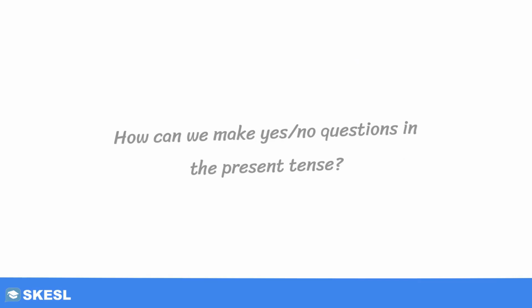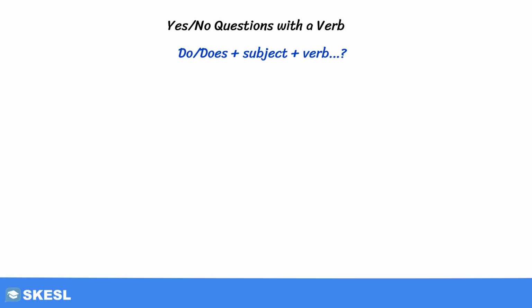How can we make yes/no questions in the present tense? We can make yes/no questions in the present tense by following this pattern. Do, does, plus subject, plus verb. Use do or does depending on the subject, just like for present tense sentences. For example, do I look fat today?